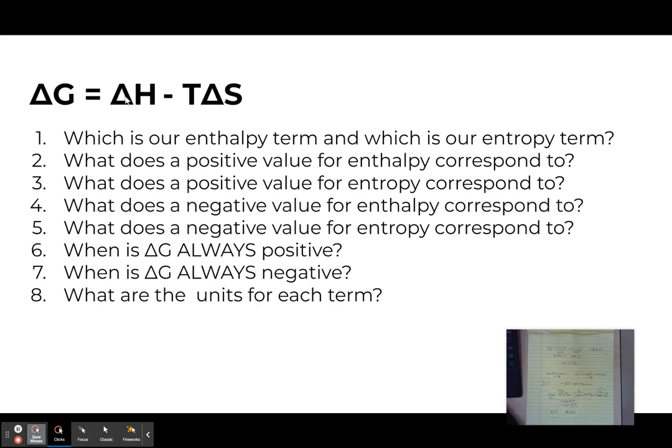When is it always negative? Well, if you have an exothermic reaction that's releasing energy, this term will be negative. If delta S is positive, we'll be subtracting this positive, so that will be negative. Delta G will always be negative. And this is the big thing we have to worry about.